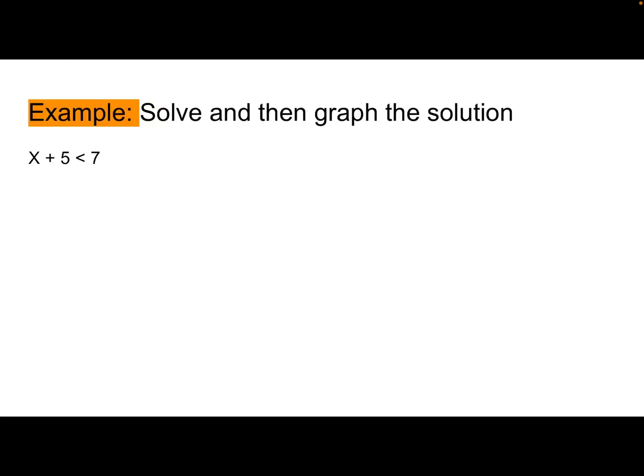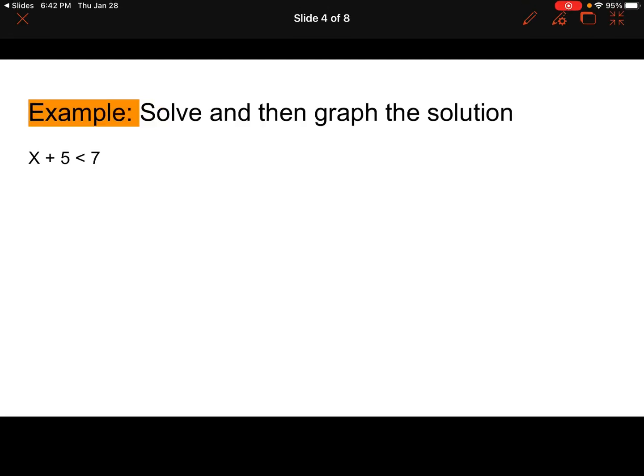So let's get into our first example here. We want to solve and then finally graph the solution. All right, so solve and then graph the solution. x plus 5 is less than 7. All right, so I'm still going to draw my line straight down here because it helps me out. And then how do we get rid of this 5 on the left? Well, the same way as when we're dealing with equations, we're going to subtract a 5 from both sides here.